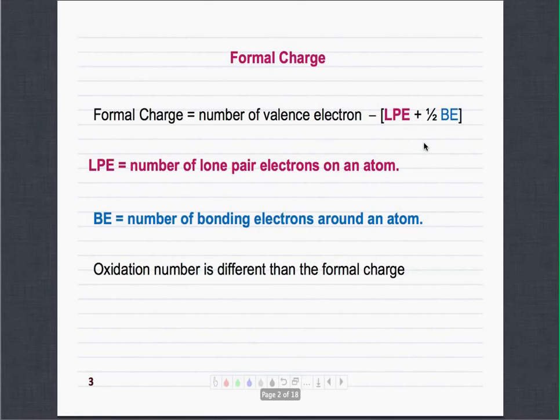The oxidation number that we learned in chapter 4 is different than the formal charge. For the formal charge, we use this equation to figure it out. For the oxidation number, we learned another method in chapter 4. So the formal charge is not the same as the oxidation number. The easiest way to understand this is by doing examples. I'm going to start examples of calculating the formal charge in different compounds.